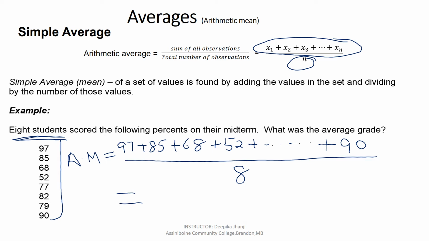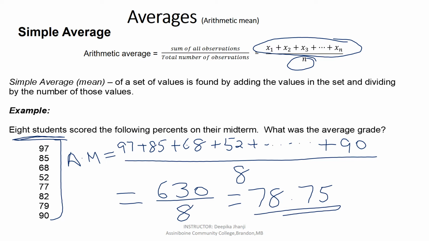And this comes out to be 630 divided by 8, right? When you calculate 630 by 8 using the calculator, it comes out to be 78.75, right? So this 78.75 is the central value of this data, or you can say the central tendency of the data of scores of 8 students is 78.75.